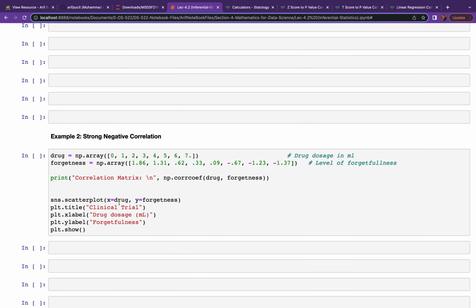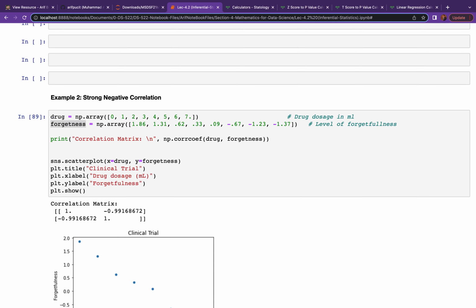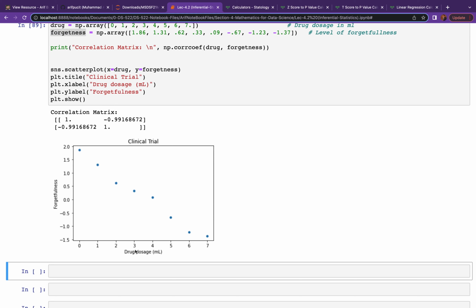Let's see an example of strong negative correlation as well. This data is of a clinical trial. This is the drug dosage and this is the forgetfulness level. Let me run the code and show you this. Along the x-axis we have the drug dosage in milliliter, and along the y-axis we have the level of forgetfulness in a patient. Note the negative correlation. As we increase the drug dosage to the patient, the level of forgetfulness reduces.